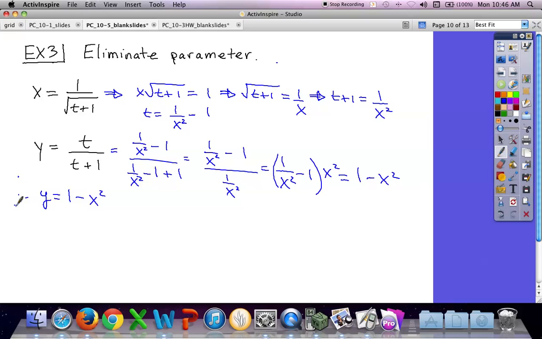So what kind of a graph does this have? So quadratic, does it open up or down? It opens down, the y-intercept is 1. Right? It would look something like this. Now, is that the plane curve of these two? What's it missing? What does it not have that the rectangular will never tell you? It doesn't have the arrows that indicate the direction that this thing was traced as t increased.